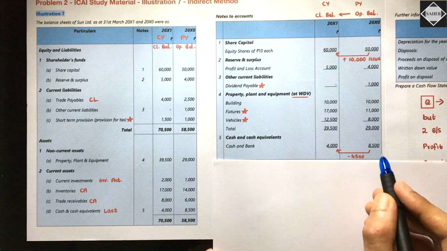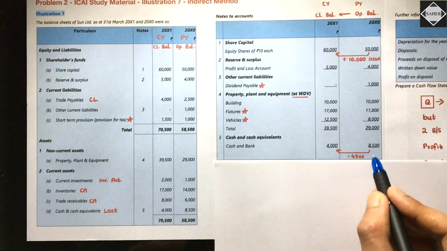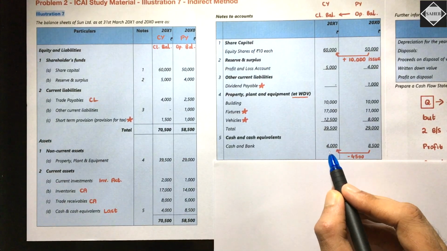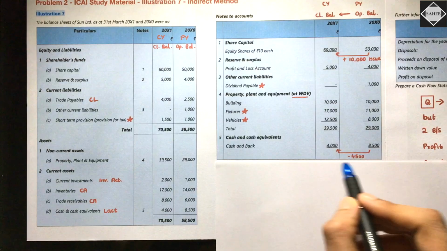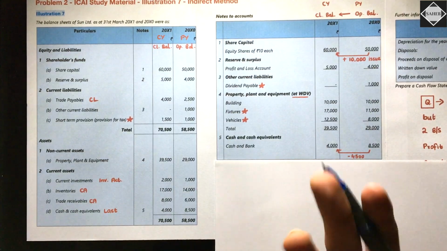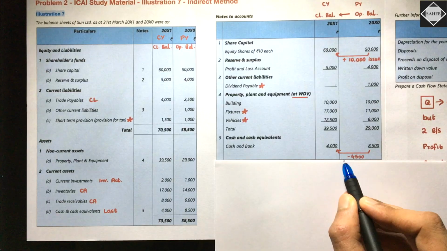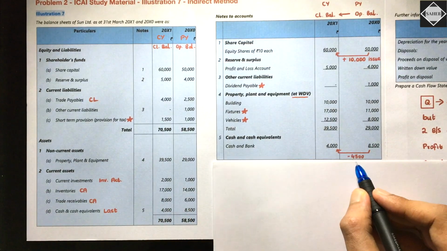Note number 5, right? See, 8,500 cash we had in the beginning of the year. From 8,500, what has happened? It has decreased to 4,000. It has decreased by 4,500, which means in the current year, we have used this much cash. In net, overall net, we have used this much cash.